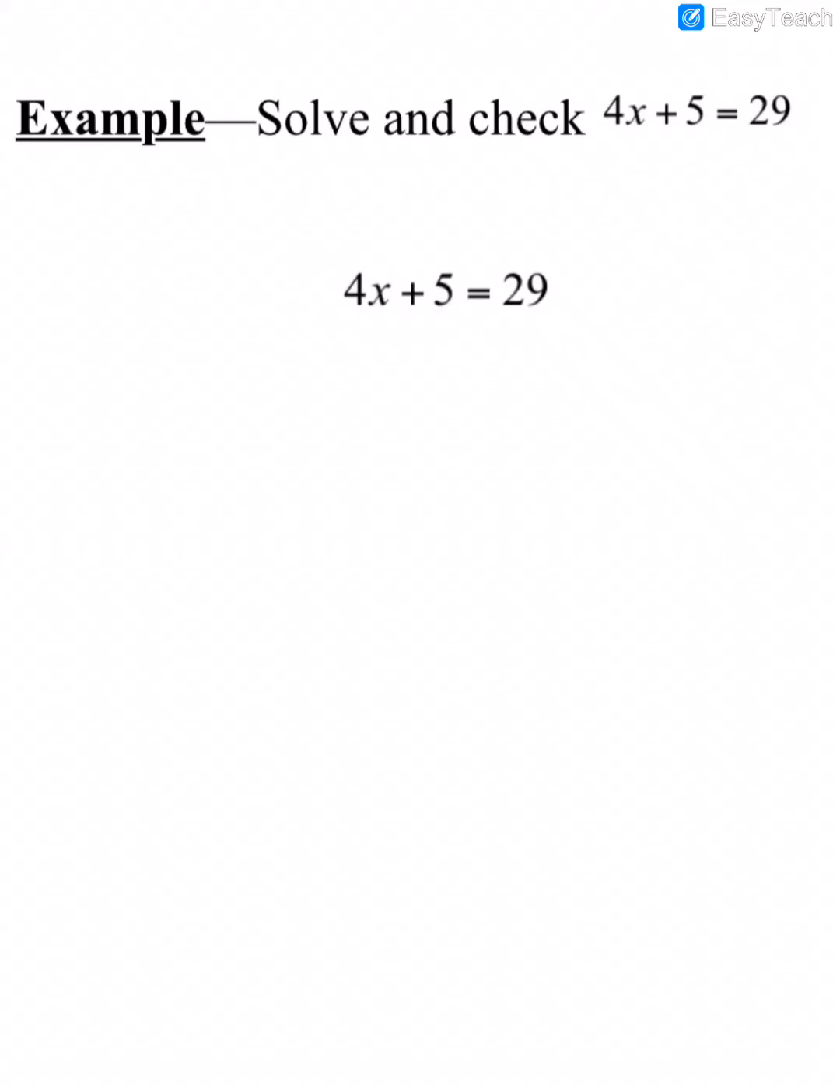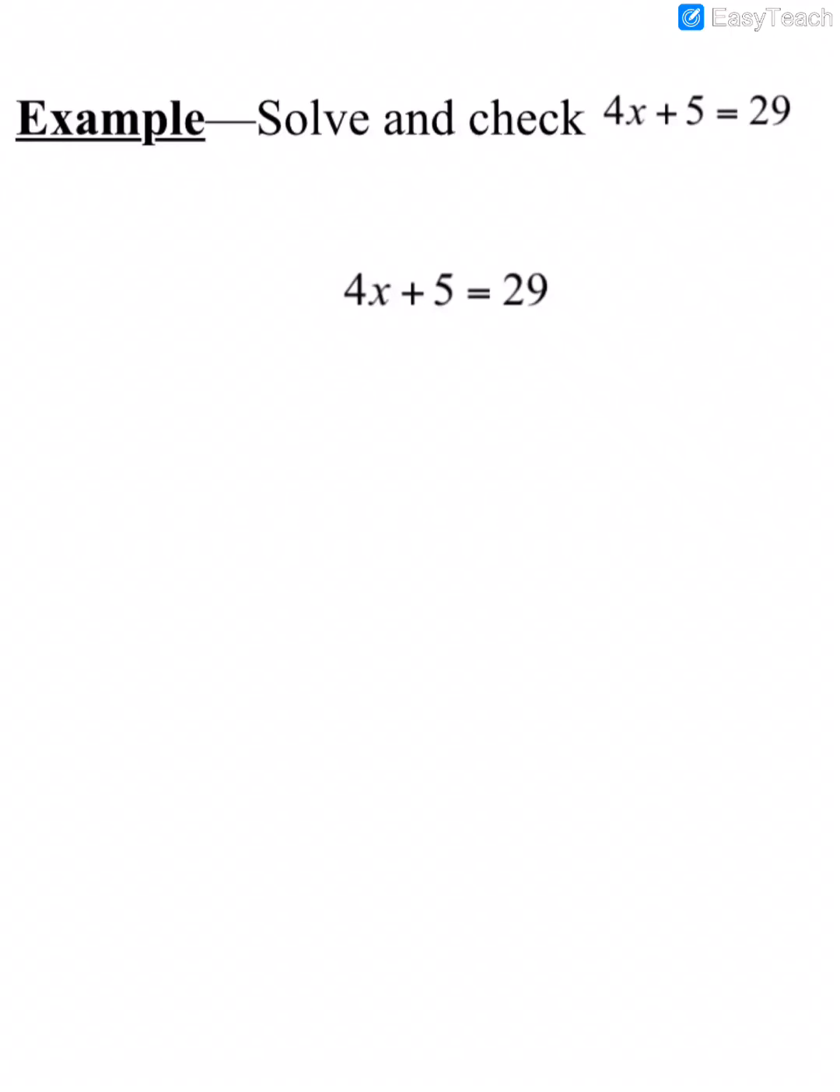So let's solve and check this linear equation. The first step that we talked about was to simplify the algebraic expression on each side by removing grouping symbols and combining like terms. Well, there are no grouping symbols and there are no like terms. So the next thing that we want to do is to collect all the variables on one side of the equation and all of the constants on the other side of the equation.